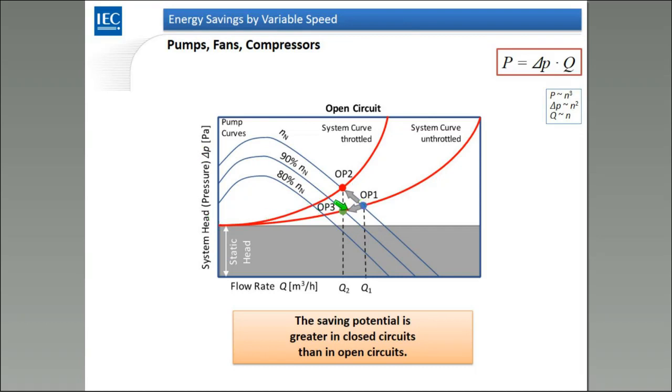And you can see here, when we reduce the operating point or the flow rate from Q1 to Q2, the gain by using a lower speed instead of throttling is much lower, simply because we have this static head. But still, there is a lot of saving potential. It's not as big as before, but still there.